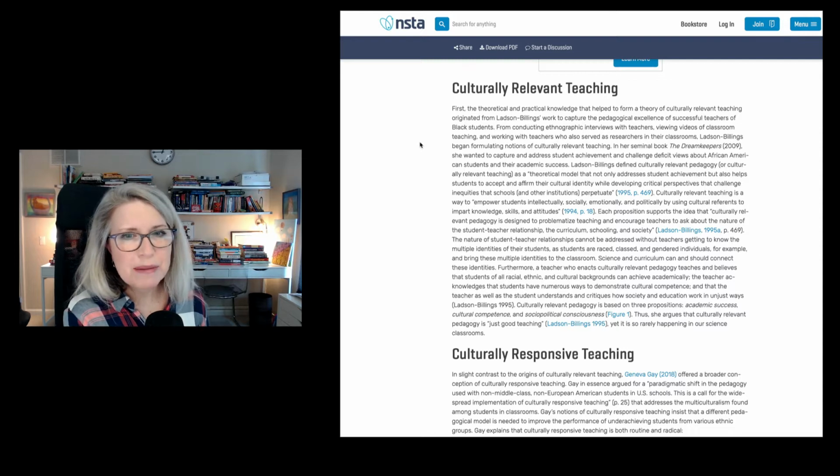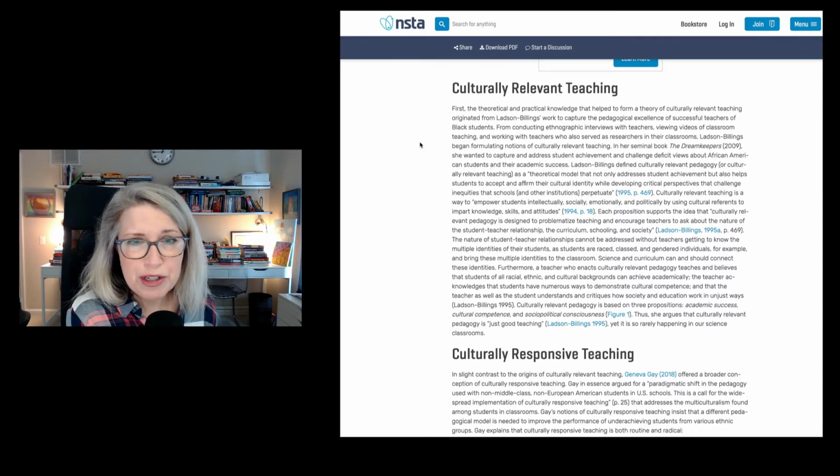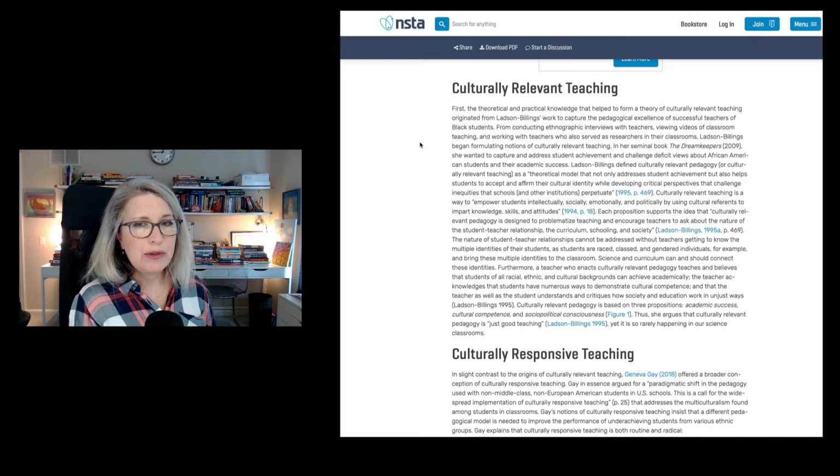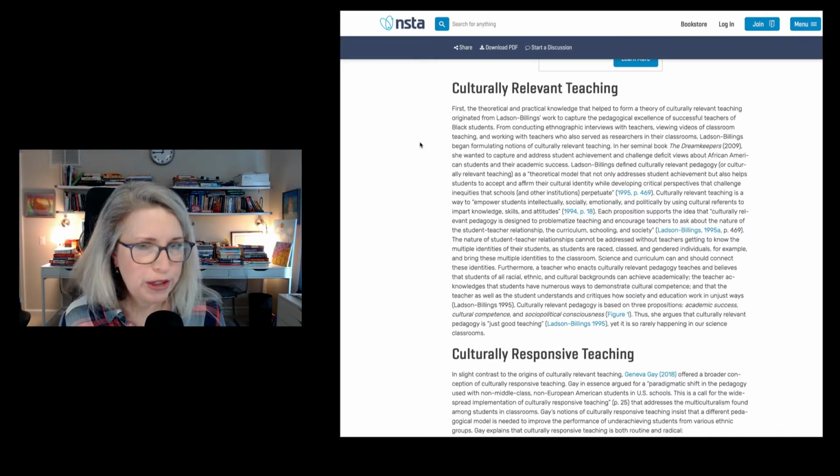That's what it implies. The nature of student-teacher relationships cannot be addressed without teachers getting to know the multiple identities of their students. Do you really think these small children walk into class with multiple identities, or do you think they're assigned and projected onto the students? Think about that for a little while.